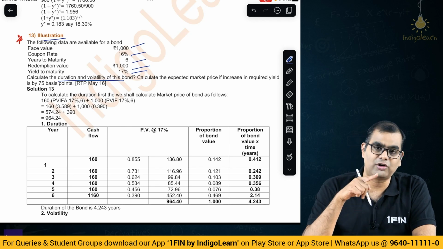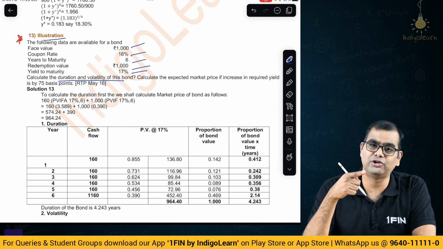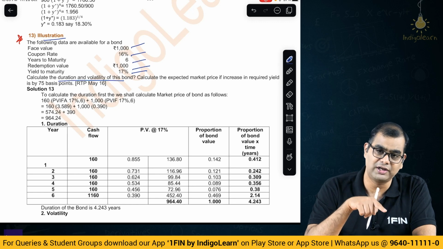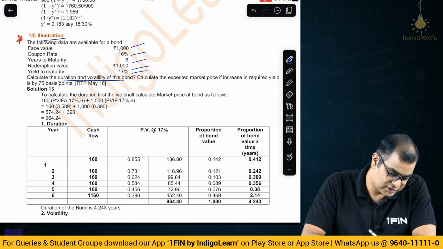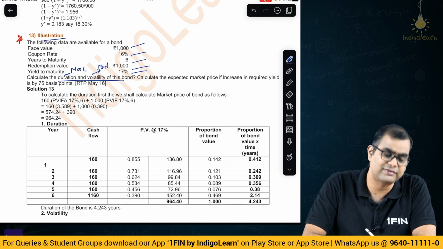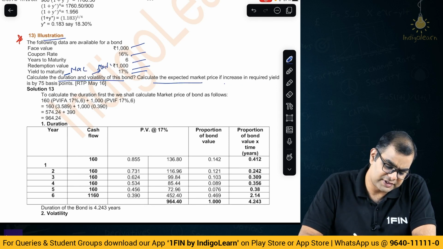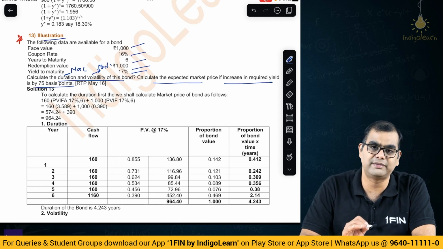In the previous problem, where we are trying to immunize a portfolio, we are doing it with the Macaulay duration. When we talk about volatility, we are talking about modified duration. Here this duration is Macaulay and this volatility is modified. Very simple. Calculate the expected market price if there is an increase in required yield by 75 basis points. So, there is an increase in yield by 75 bips.